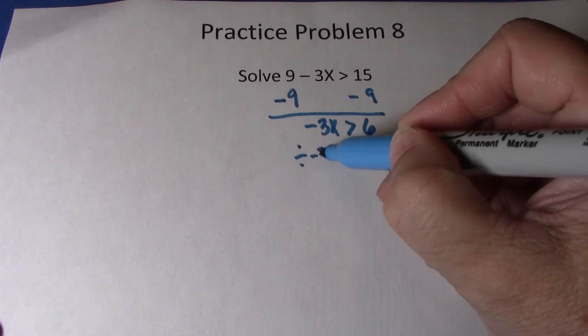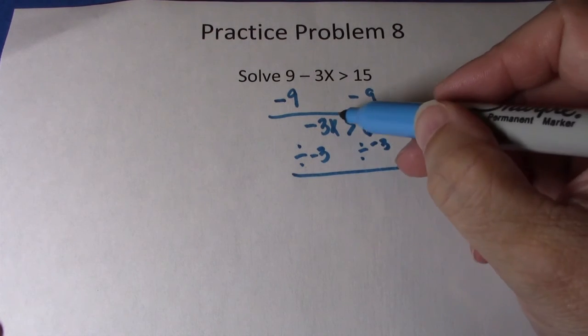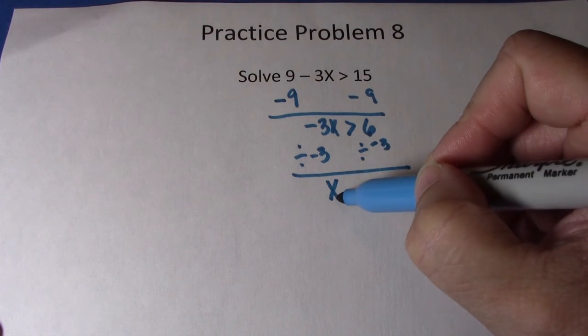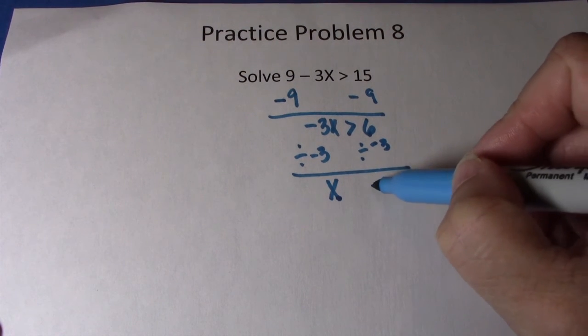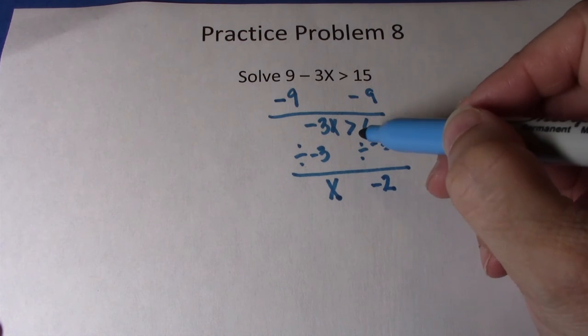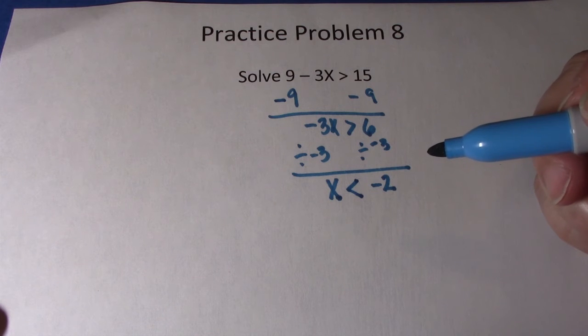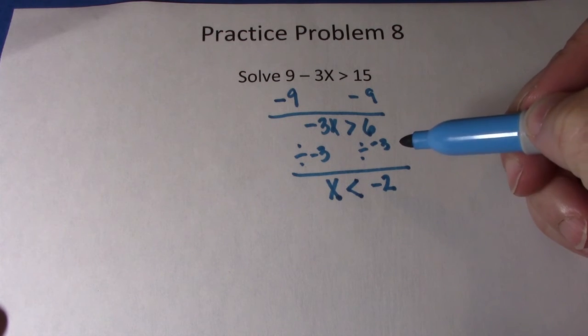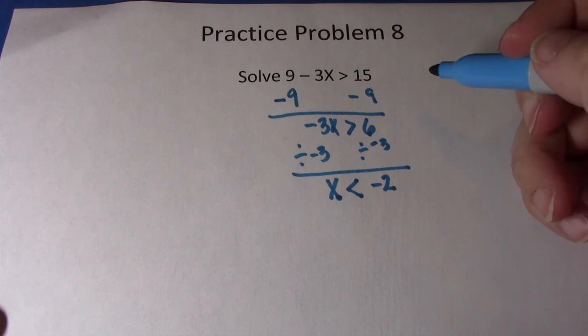Now we need to divide both sides by negative 3. That leaves us with x here, and 6 divided by negative 3 is negative 2. Signs are different, so the answer is negative. But remember, we also have to reverse the sign because we divided by a negative number. So we get x is less than negative 2.